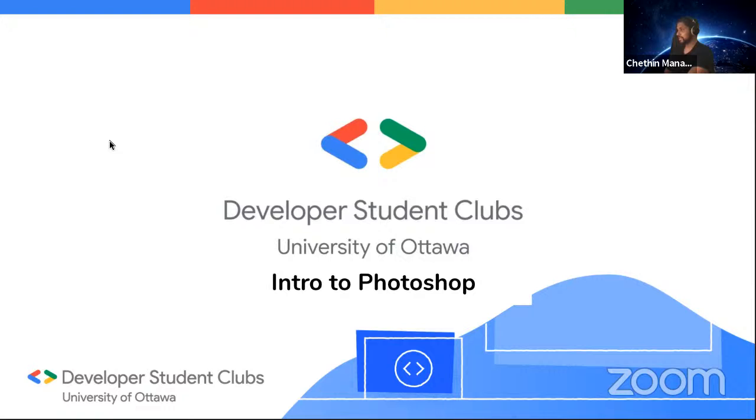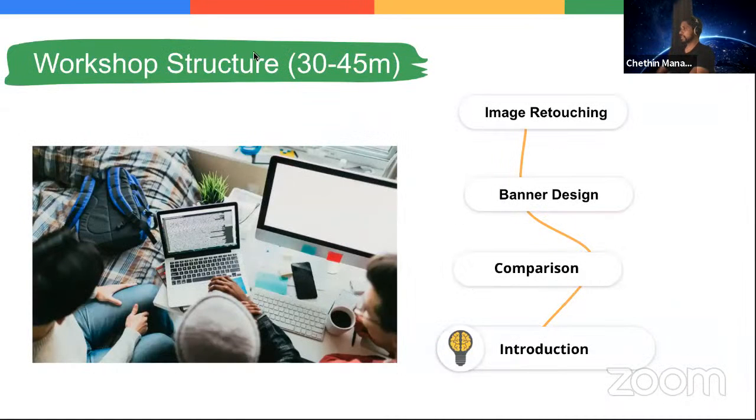I'm just going to go over the workshop structure real quick. It's going to be 30 to 45 minutes, so I won't keep you here too long. After the introduction, I'm just going to go over a comparison of Photoshop and Photopea. And next, I'm going to design a banner, and then I'm going to retouch an image.